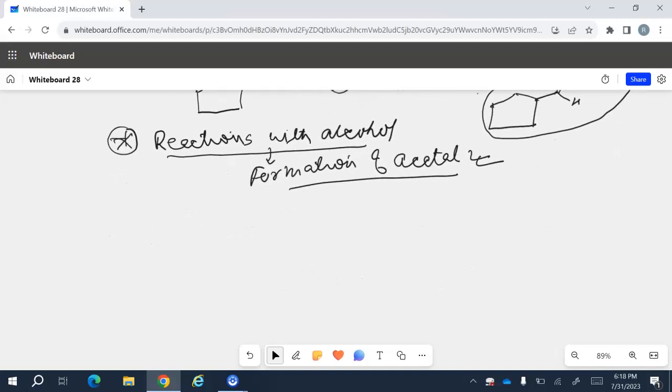So what happens here is when you have aldehyde or ketone, right, here H is for aldehyde or R prime will be for ketone. And if we react this with two equivalents of alcohol, R prime OH, it will need two equivalents, and we will discuss why we need two equivalents.